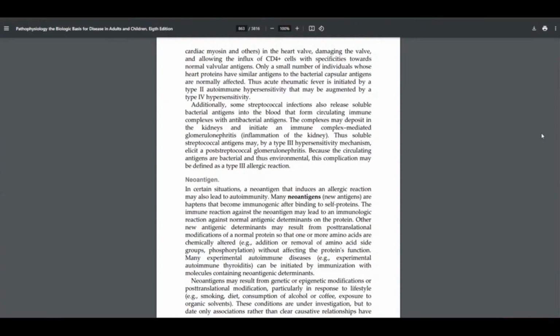Thus, acute rheumatic fever is initiated by a type 2 autoimmune hypersensitivity that may be augmented by the type 4 hypersensitivity.